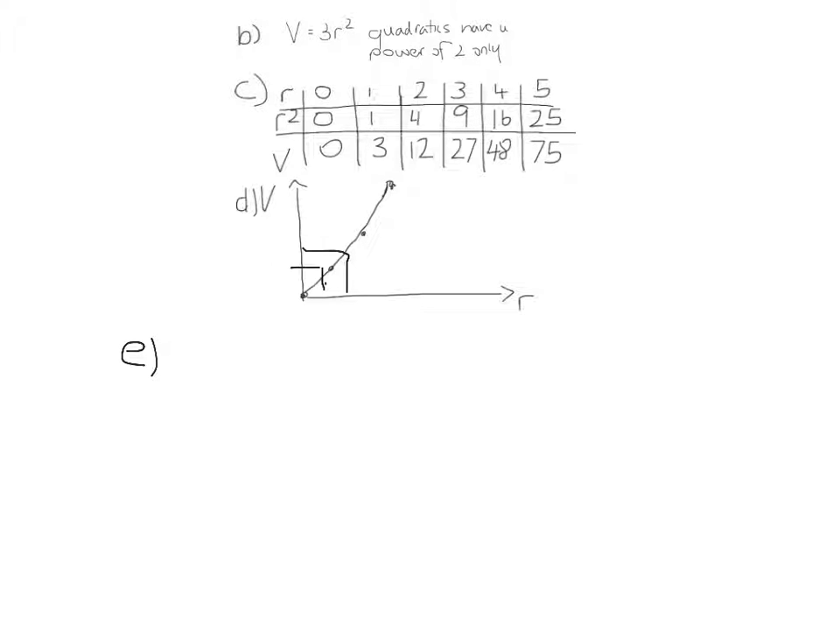And you can do the same for question F, which says find the radius, but this time you're going to go to the volume on the vertical and down to the horizontal to find the radius that matches that volume.